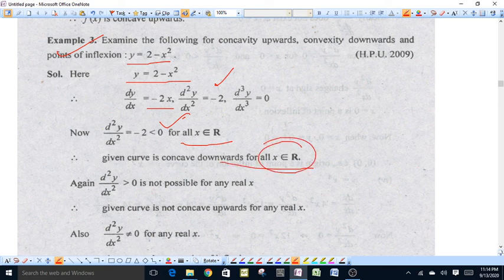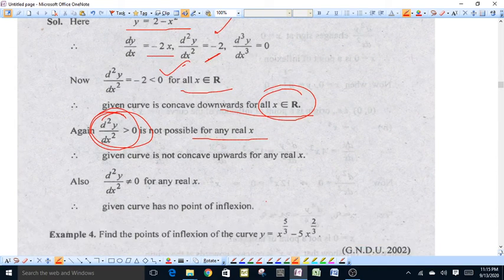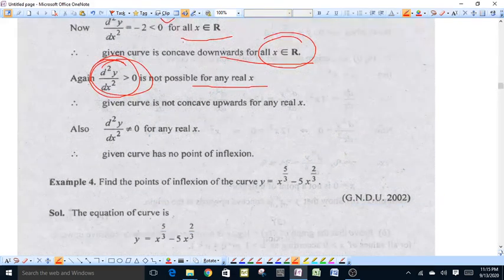Again, second order derivative greater than 0 is not possible, because d2y upon dx square is equal to minus 2, which is a constant. This condition is not possible for any value of x. This means this curve is not concave upward for any real values of x. Also, second order derivative is not equal to 0. This means this curve has no point of inflection.